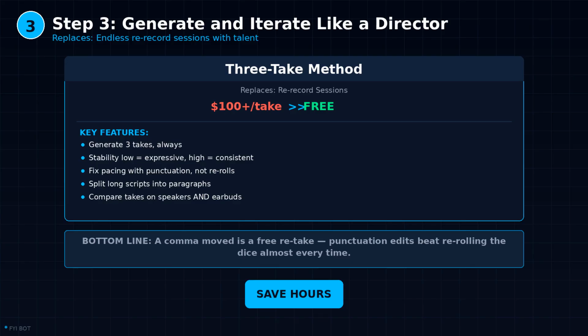Never accept your first generation, that's a rough draft, not a take. Generate 3 versions of every script. The same voice, same text 3 times, because these engines have natural variation between runs, and take 2 is often noticeably better than take 1. Then learn the 2 settings that matter.